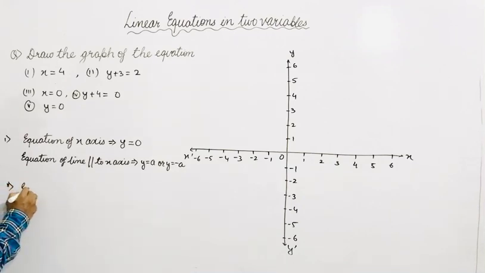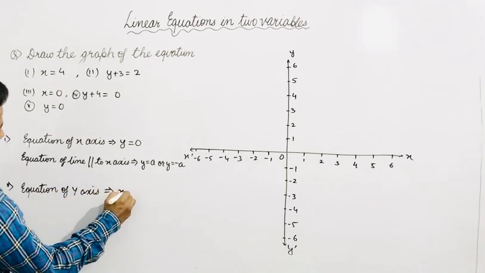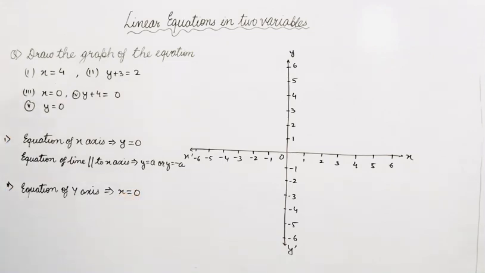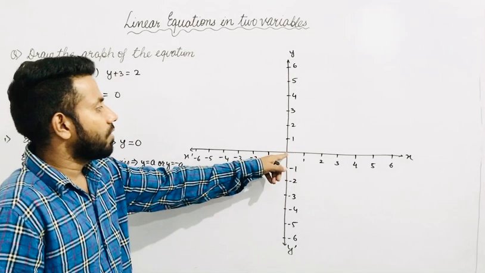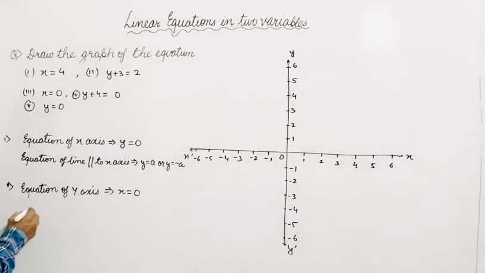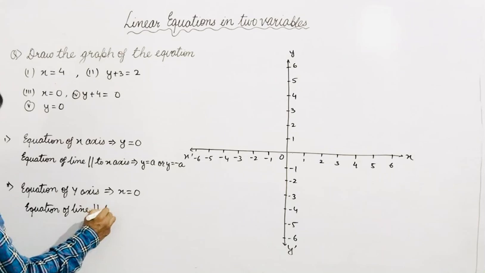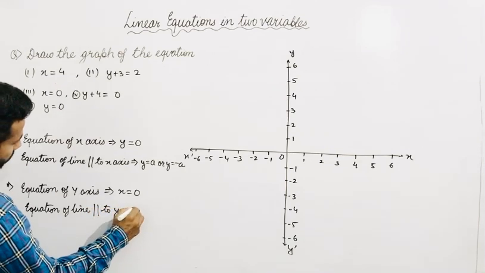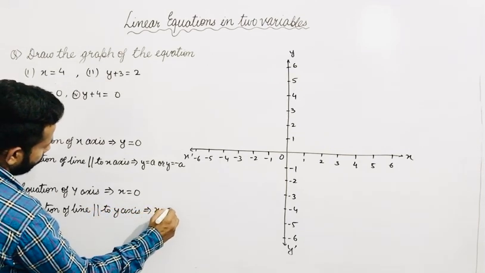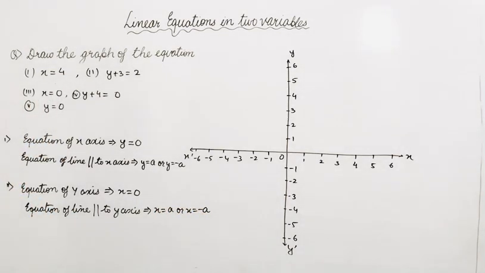Similarly, the equation of y-axis is x equals 0. What is the value of x here? It is x equals 0. Now the equation of a line parallel to y-axis is x equals a or x equals minus a. Now let us do this.